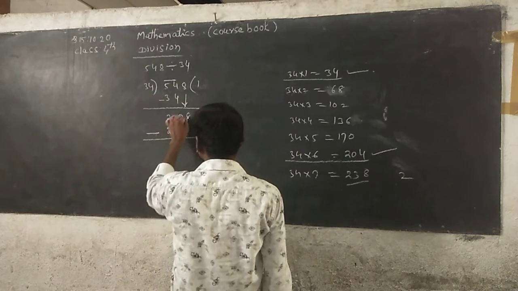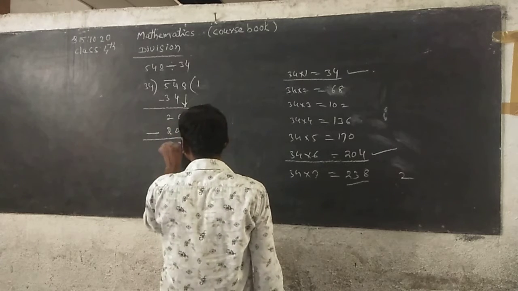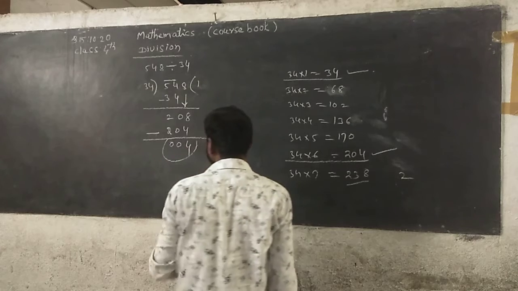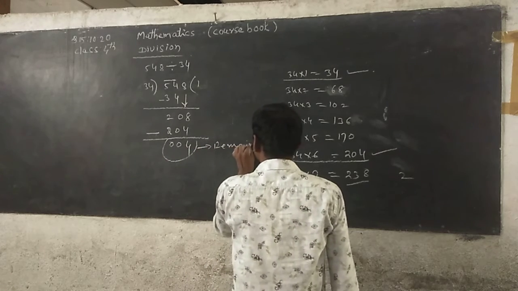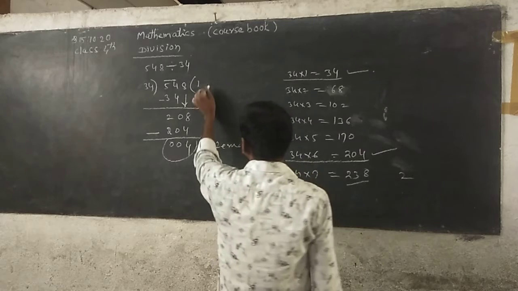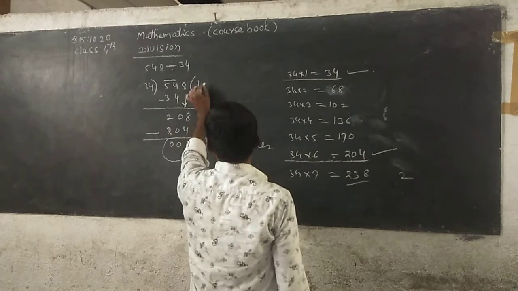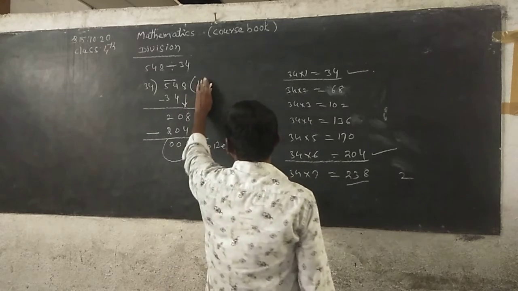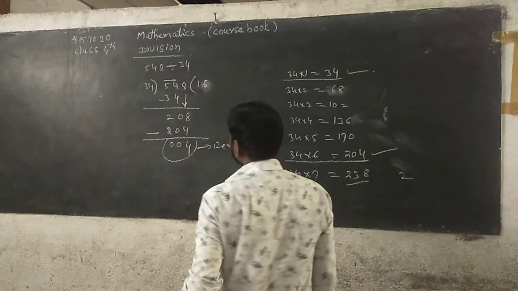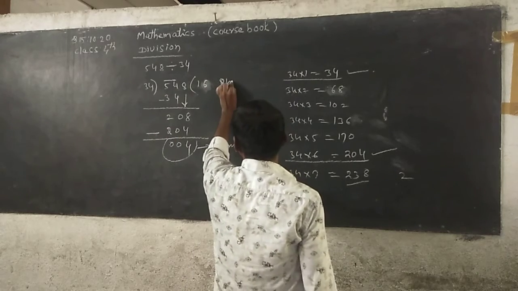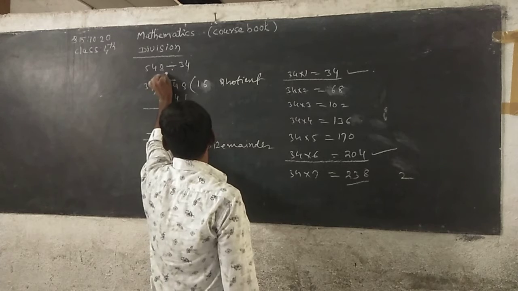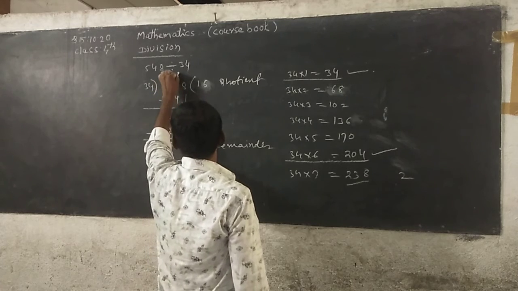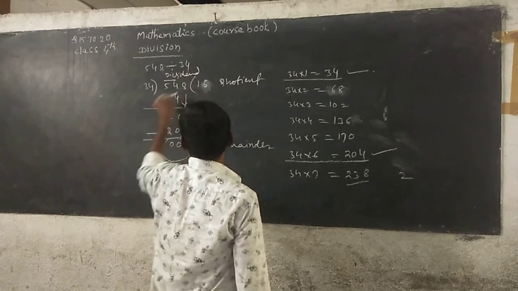Now subtract. 8 minus 4, 4. 0 minus 0, 0. 2 minus 2, 0. So what is the remainder here? This is the remainder, 4. This is the quotient, 16. See, 34 6s are 204. This is the quotient. So this is the dividend, and this is the divisor.